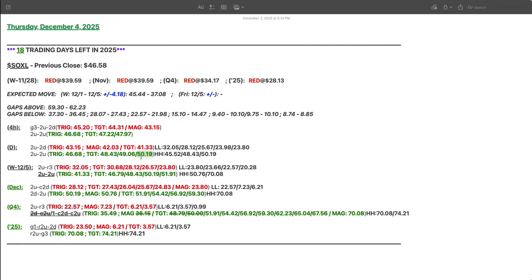All right, we'll stay here. We won't go back to the charts for the week, month, quarter, and year. We already went through those charts, but on the week, we have triggered the two up, and we are in force, right? We're above 41.33. That's why this is bold and not just underlined, right?